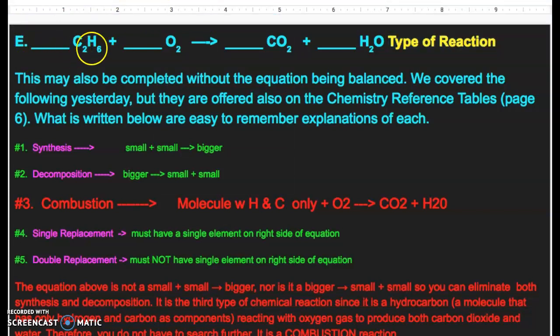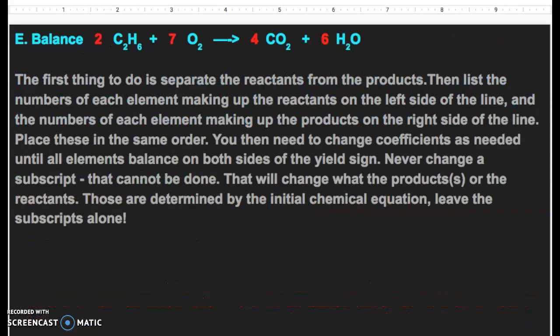Okay, so once again, it's not small plus small making a big, and it's not a big breaking up into small. Here we go with that combustion again. A hydrocarbon, C2H6 is a hydrocarbon, which means it's a molecule that only has carbon and hydrogen as part of it. It reacts with oxygen gas to produce carbon dioxide and water. That's what a combustion is. That's what I gave to you yesterday, and that is also on page number 6 of your reference table underneath the solubility rules. So this is a combustion type of reaction. Let's keep going. Now you have to balance it.